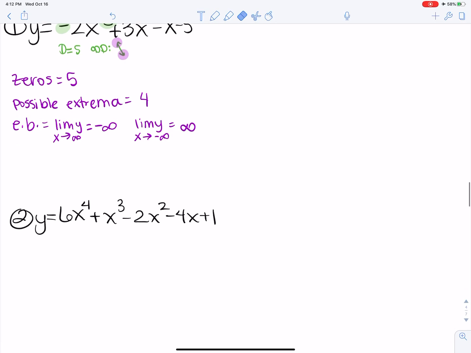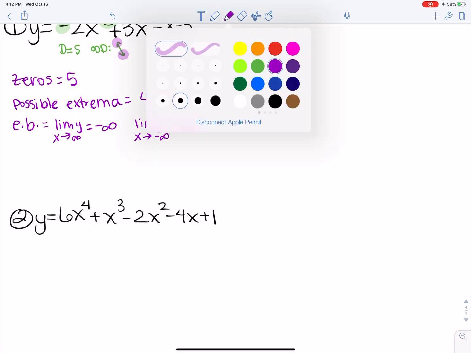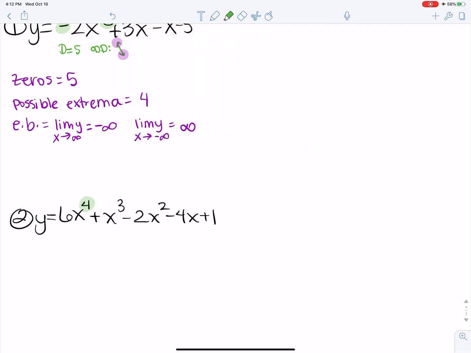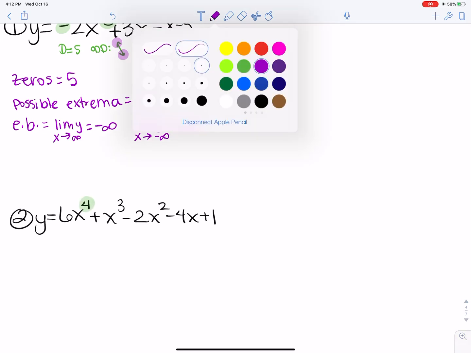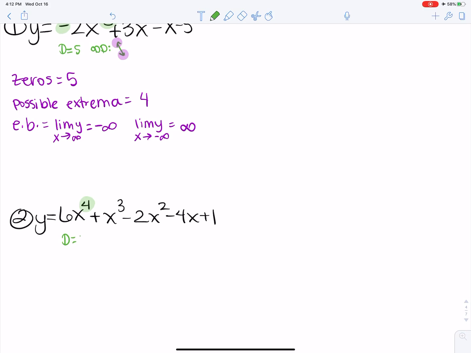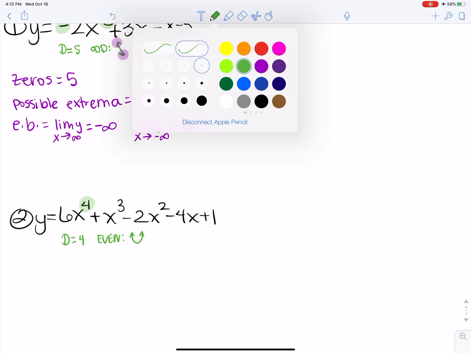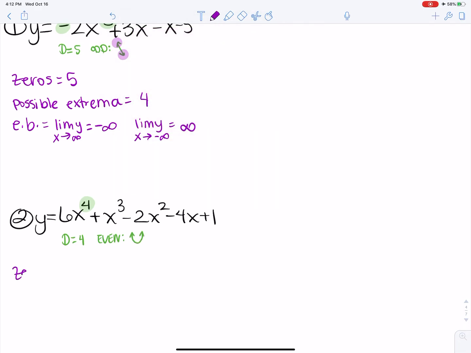Let's do example number 2. Same type of situation. We need to first identify the degree and if it's even or odd and what the actual picture should look like. So our degree is 4. This is even. And so even is a parabola, but it's a parabola opening up since it's positive. And now we can answer all the questions. The zeros, there are 4 of them. The possible extrema, there are 3 of them, because it's always 1 less.